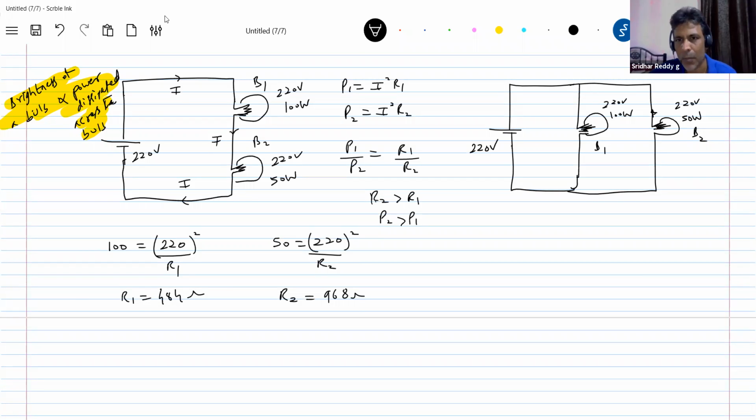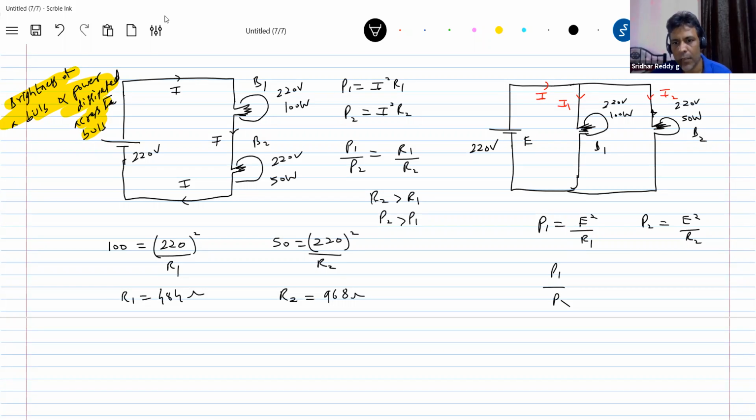I'll bring them in parallel. So when I connect them in parallel, the current I will branch out. This will be I1, this will be I2. What is the power dissipated across each bulb? Instead of calculating I1, I2, I directly know the potential drop. What is the potential drop? 220 volt only. This is the applied voltage. So power dissipated P1 equals E square by R1, P2 equals E square by R2. Look at here now.